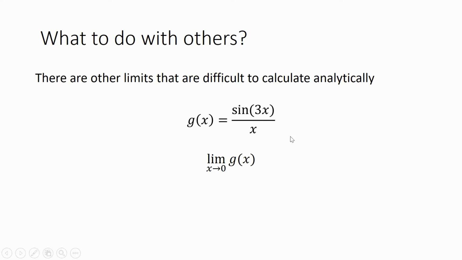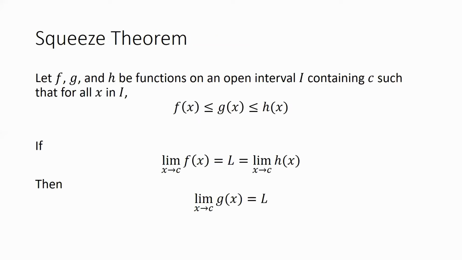Previously, we dealt numerically with this limit and graphically with this limit. But how could we deal with this analytically? Obviously, sine of 3x and x are not going to be able to be factored and cancel out like we did with the previous problems. So we need another approach to this. There's lots of approaches that you can use. The one that we're going to look at right now is called the squeeze theorem.